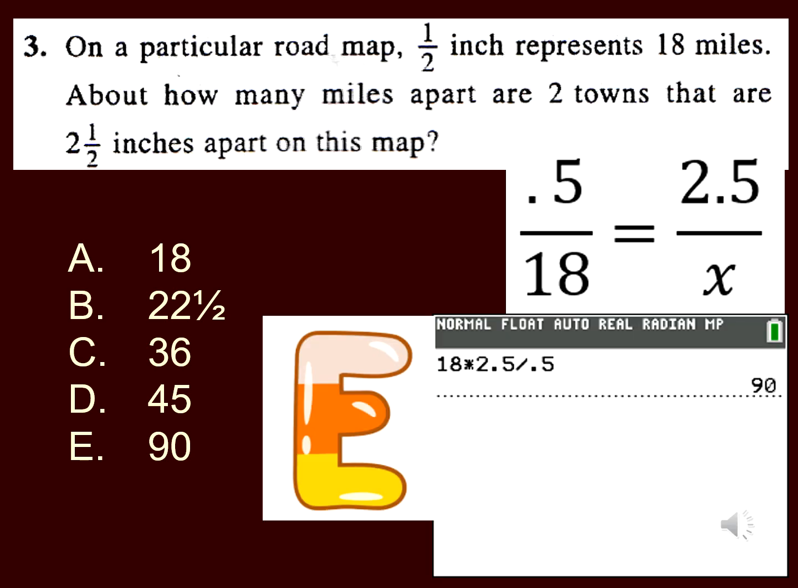When you're cross multiplying, you multiply the two numbers that are diagonal from each other and then divide by the one that's diagonal from x. So when you do that here, you get 90. Now, you could have just as easily on this problem have realized that 2.5 is just 5 times a half. And so if you take 18 times 5, you end up getting 90 as well.